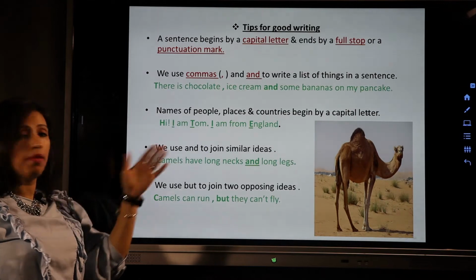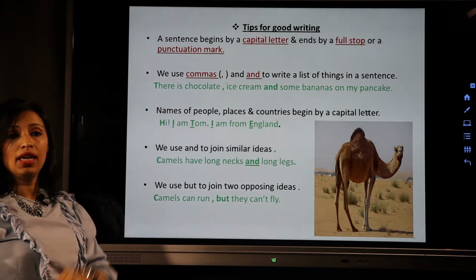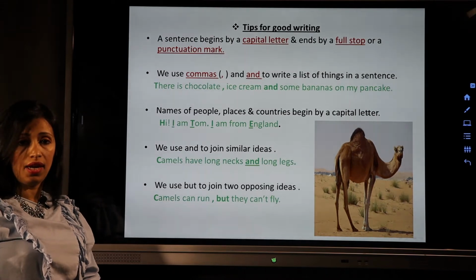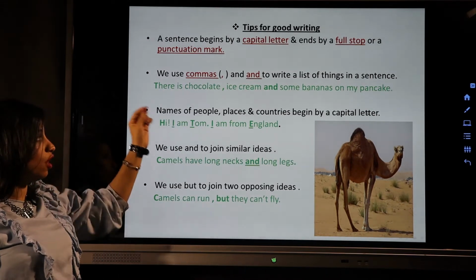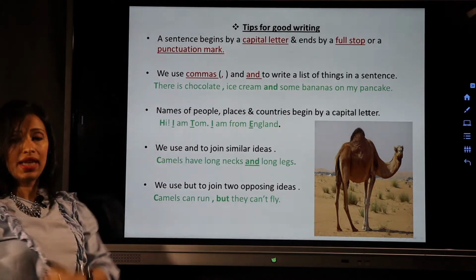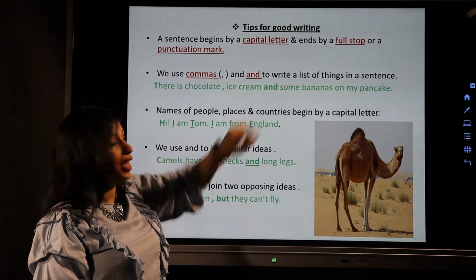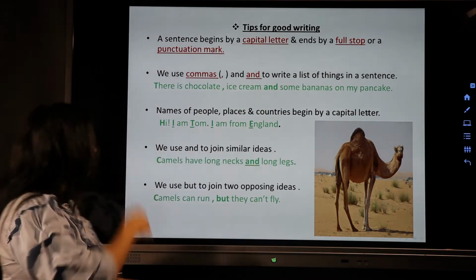Now, I'm describing my pancake. I want to say more than one thing about my pancake, okay? So I have to use the comma to say those things in the same sentence. And before the last thing, I'm going to use and, okay?